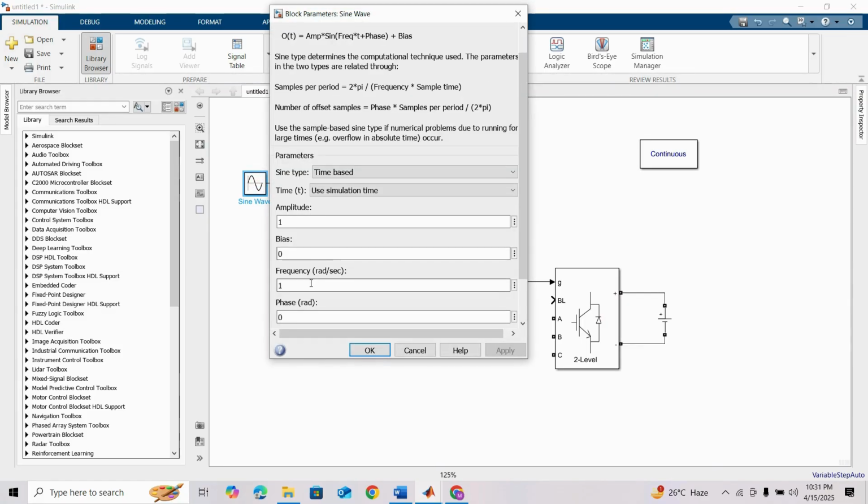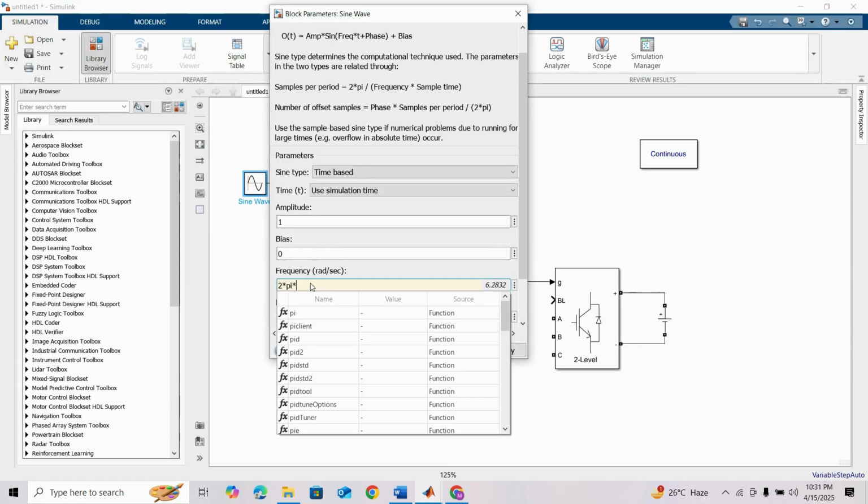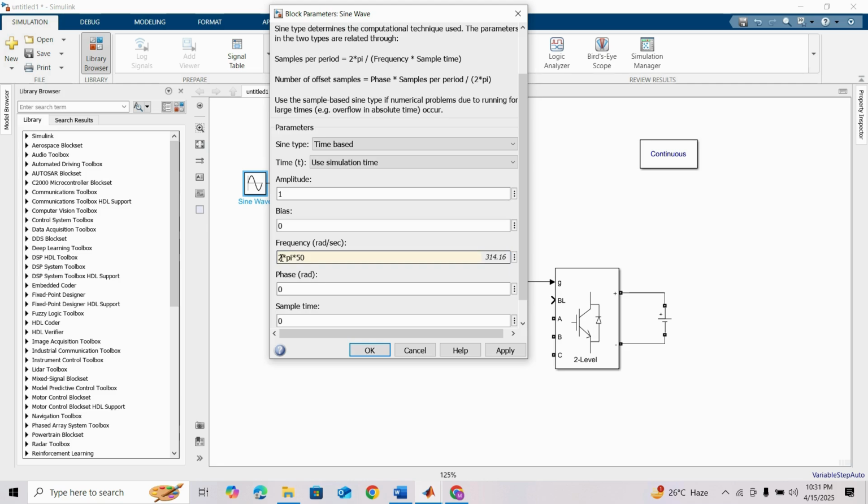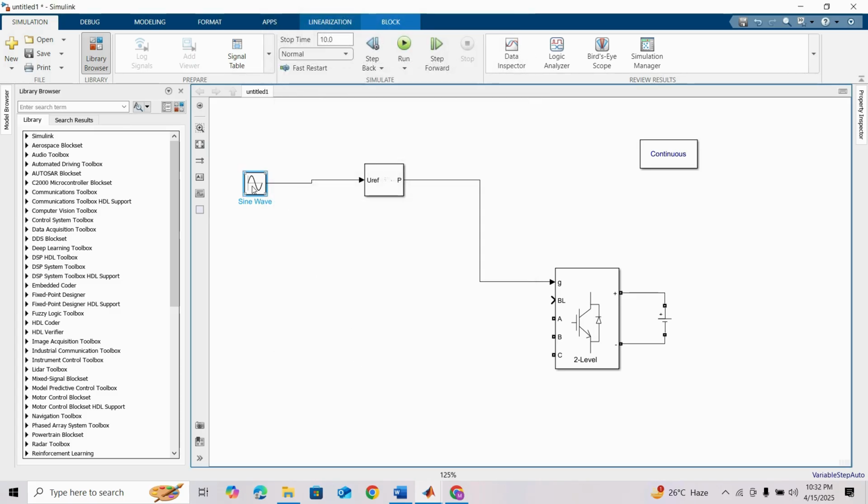Under sine wave frequency I'm taking 2 pi by 50. My frequency is 50 Hz, and as frequency is per second, I have multiplied by 2 pi. For the phase, as the DC will be converted to three-phase AC, we have to set the phase as 0, then minus 2 pi by 3, and plus 2 pi divided by 3. So this will be the phase of the sine wave reference signal.